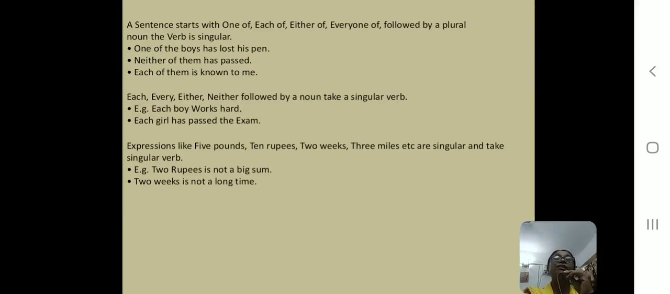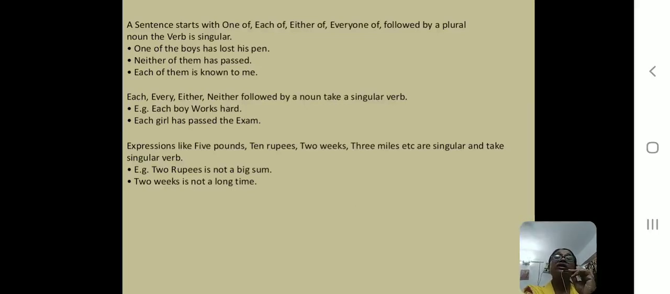Next set of rules: a sentence starts with one of, each of, either of, every one of, followed by a plural noun. The verb is singular. Like, one of the boys has lost his pen. So here you are seeing that the sentence is beginning with a singular word like one, each, either, and it is followed by a plural noun like boys, in the sentence which I have shown you on the screen. Then we have to use the verb which is singular.